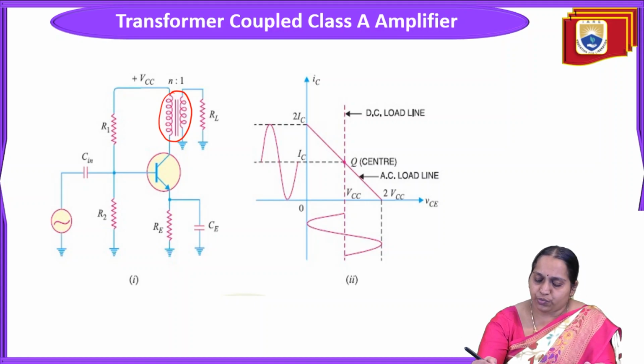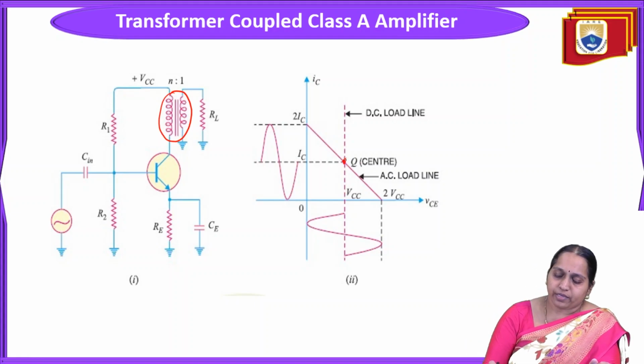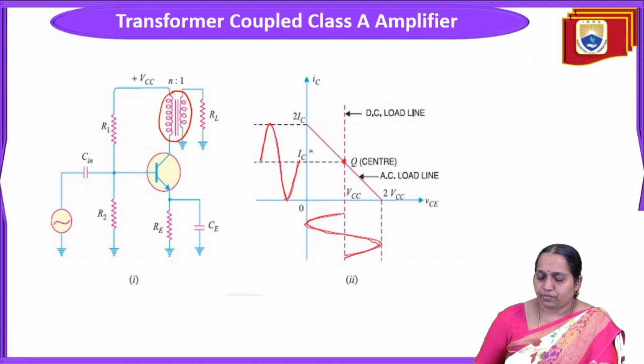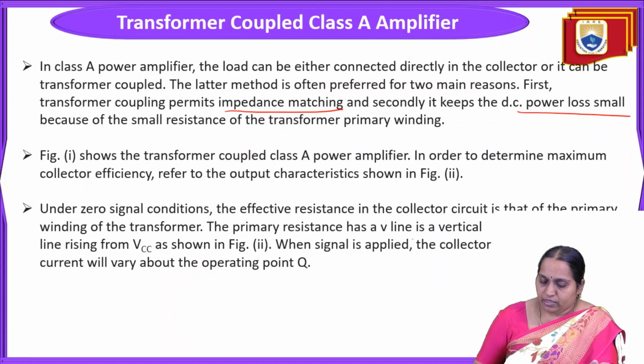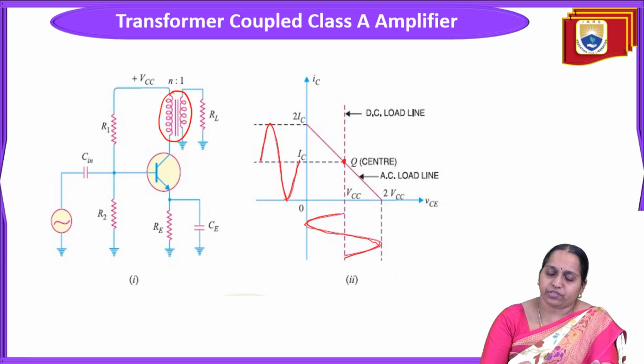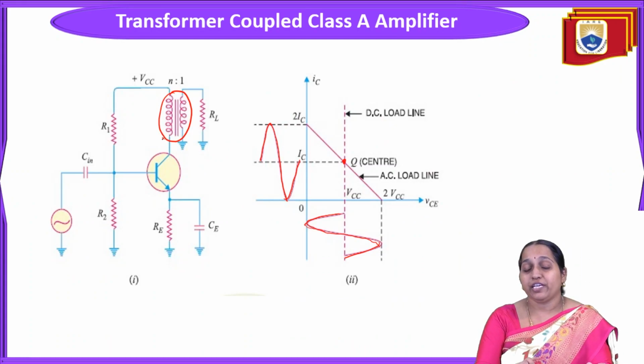If you see here, the Q point is again located at the midpoint, because for class A it is at the midpoint. Now this is the variation in output voltage VCE. As VCE decreases, IC will increase, and similarly an increase in VCE will cause a drop in IC. The primary resistance is a vertical line rising from VCC, so the primary resistance of this transformer winding will generally be very small.